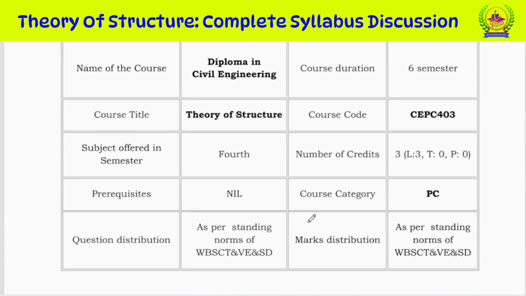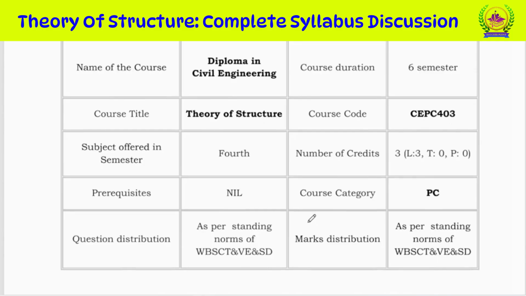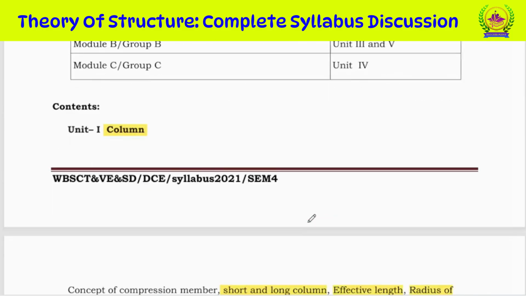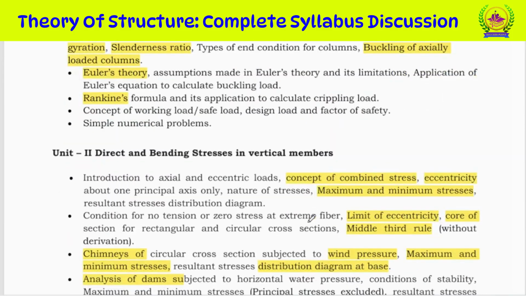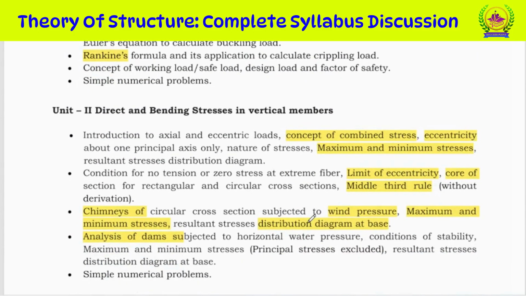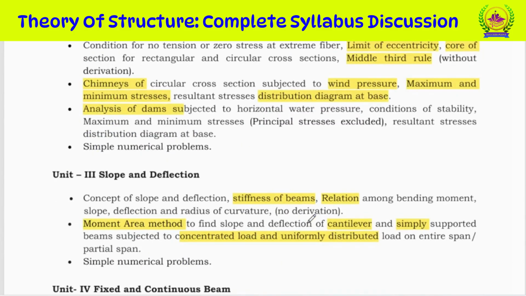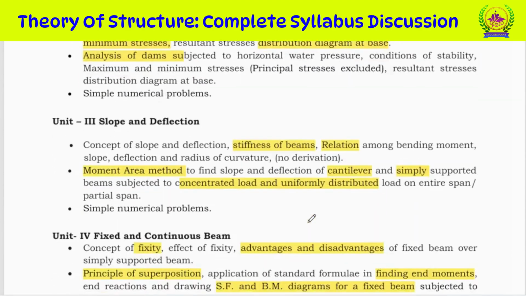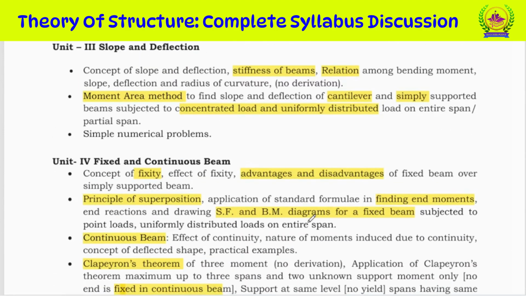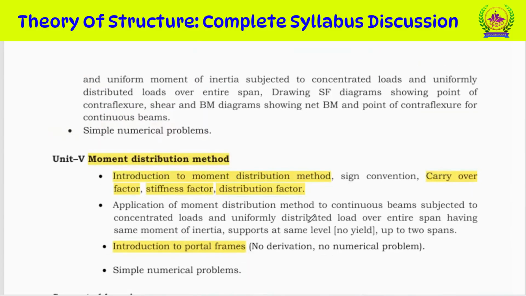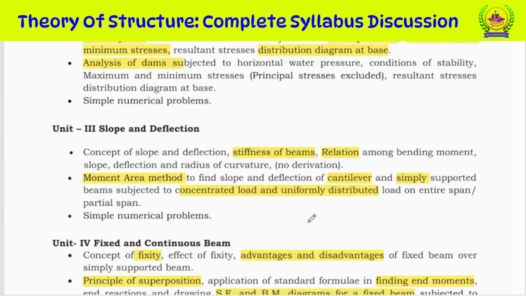And this subject also has 5 units. First unit is Column, second unit is Direct and Bending Stresses in Vertical Members, third one is Slope and Deflections, fourth one is Fixed and Continuous Beam, and fifth one is Moment Distribution Methods. Short form is MDM.